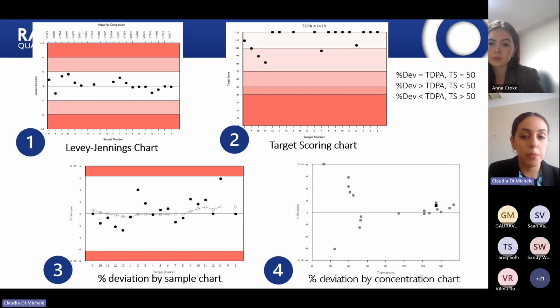This is the percent deviation by concentration chart. This chart shows the concentration of the previous 20 samples along the x-axis, and along the y-axis shows your percent deviation. This chart can be particularly helpful to look for concentration-related biases over time.